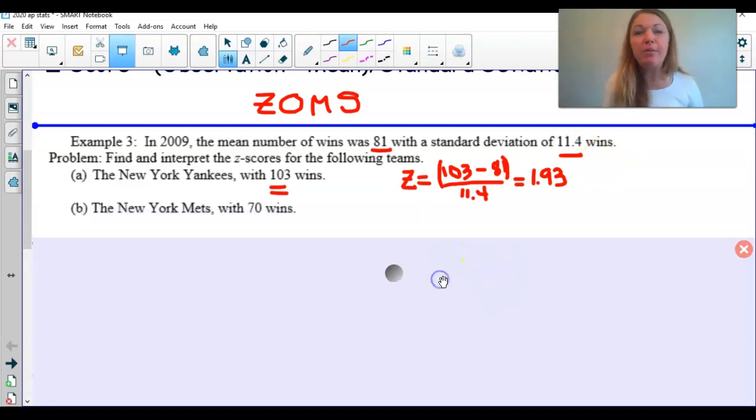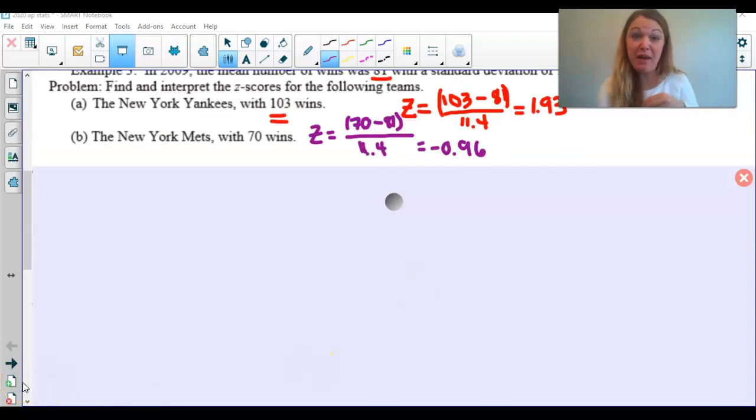Now what I want you to do is try the New York Mets on your own. So pause it right now, find the Z-score, and then come back. Okay, so you should have just paused it to find the Z-score for the New York Mets with their 70 wins. So Z is equal to 70 minus 81 divided by 11.4, which gives you negative 0.96.